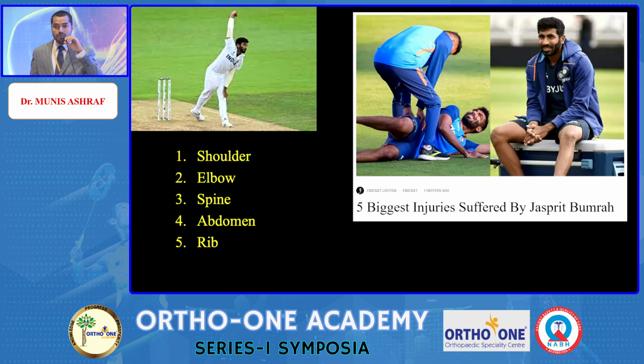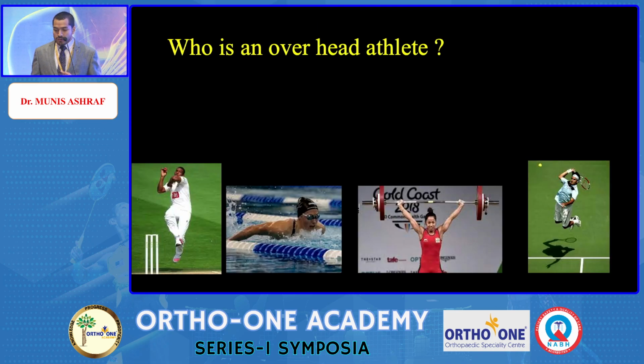Okay, so we'll take this as a case study because all of the parts are involved. He's a fast bowler. Why would he have a rib fracture or an abdomen injury? So that is the core of today's topic: how a thrower or an athlete can have all these kinds of injuries. Even though he's not into boxing or contact sports, he's having an abdomen injury. Why? So we'll look into that. So who exactly is an overhead athlete? It can be a bowler, a swimmer, a weightlifter, a javelin thrower, a tennis player, a volleyball player or a basketball player.